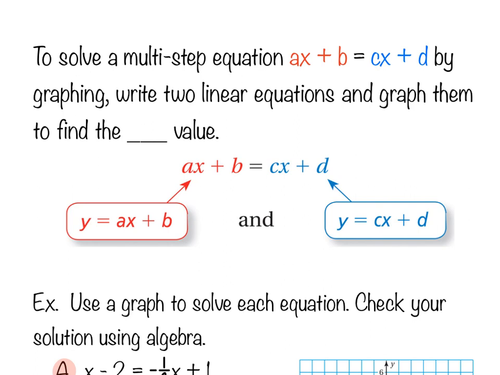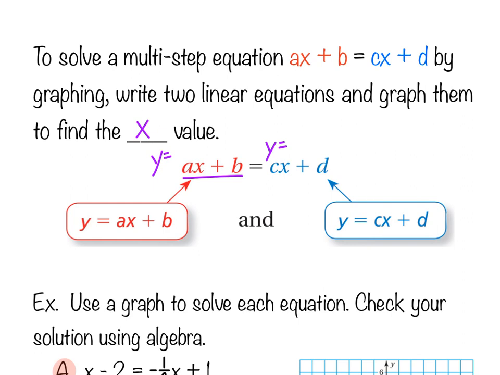So to solve a multi-step equation, like ax plus b equals cx plus d by graphing, first of all, write the two linear equations and graph them to find the x value. Remember, there's no y value here. We only want to know what does x equal. So even though there's no y value, you need to write them in slope-intercept form, like y equals mx plus b. And that's going to help you graph them.